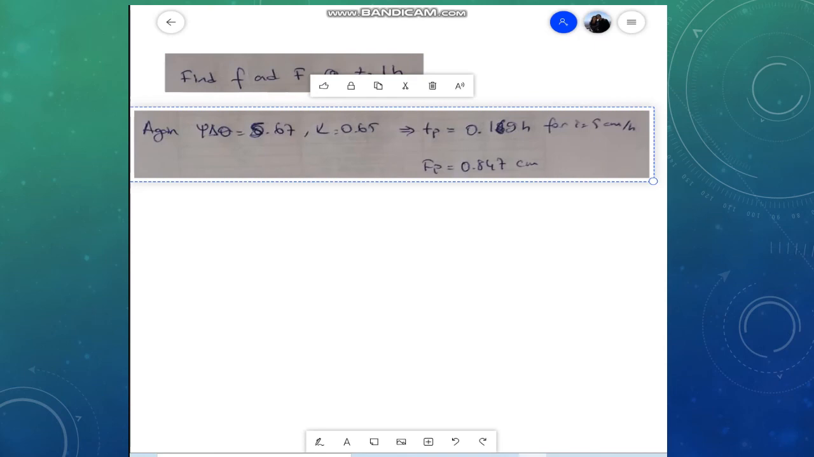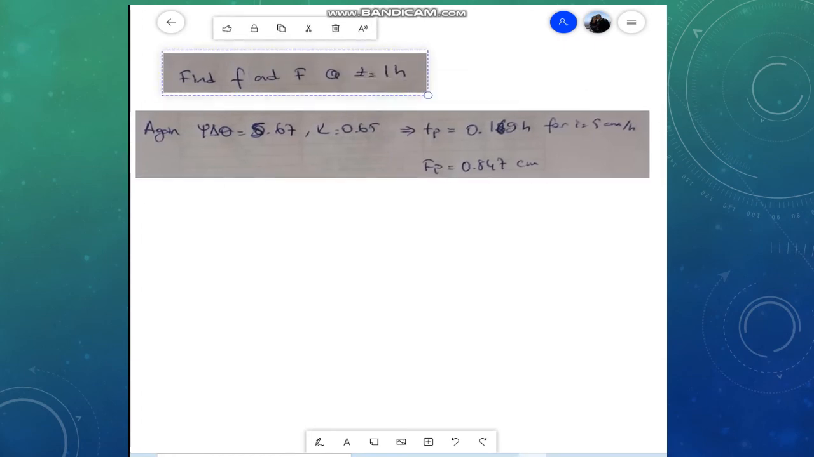and cumulative infiltration is 0.847 centimeter for 5 centimeter per hour in 10 minutes. So after 10 minutes, we have a 1 hour period, right? Like what happens after 50 more minutes, when rain occurs at 5 centimeter per hour intensity. So we have another formulation, as you remember.